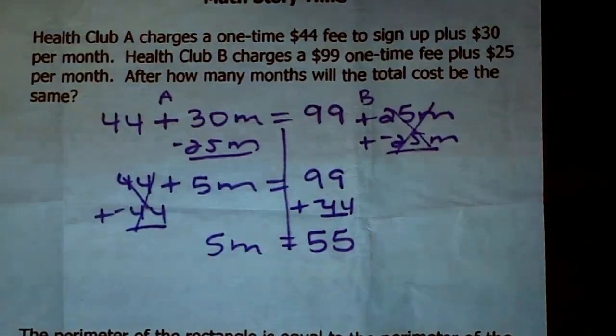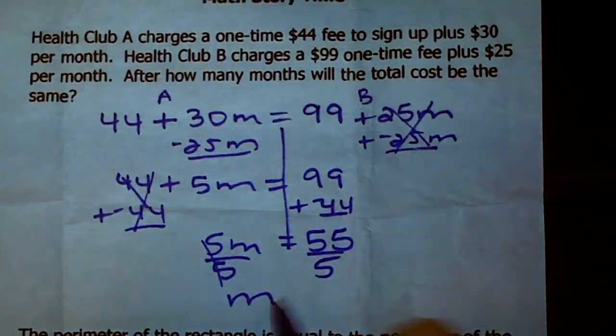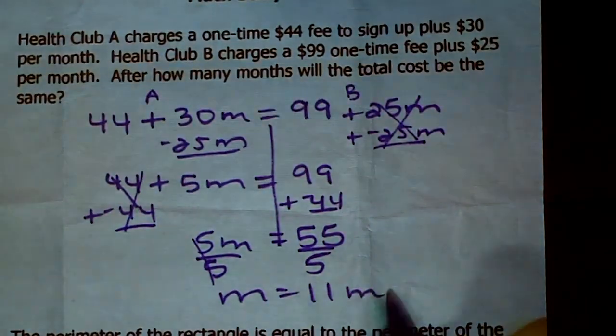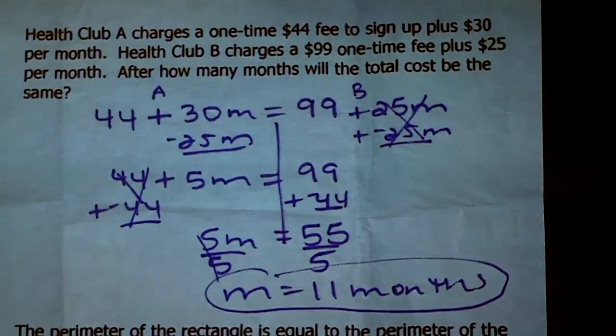To solve for m, I just need to divide by 5, and m equals 11, so this means after 11 months, both healthcare companies will cost the same amount.